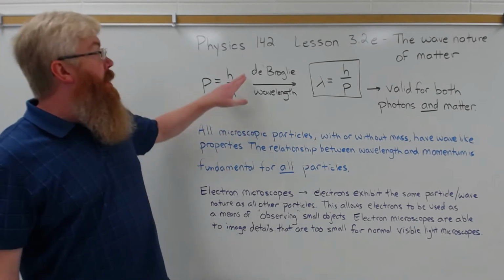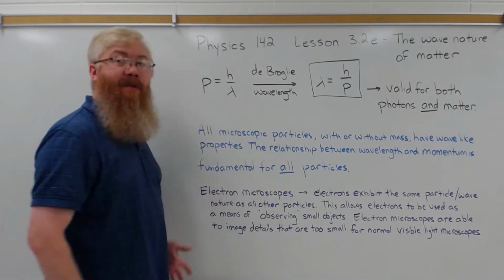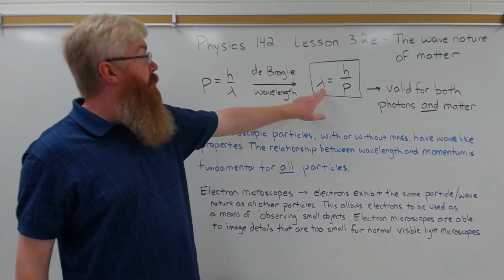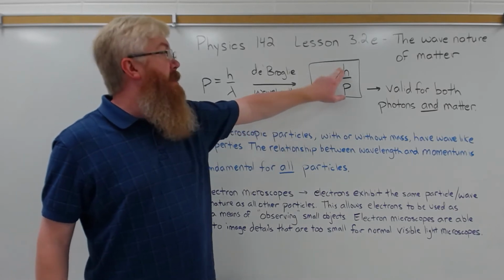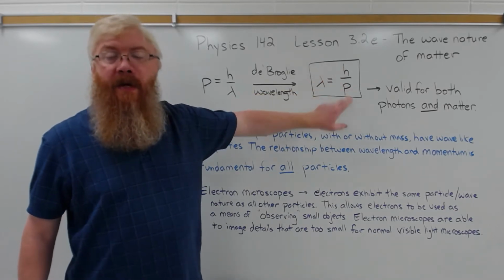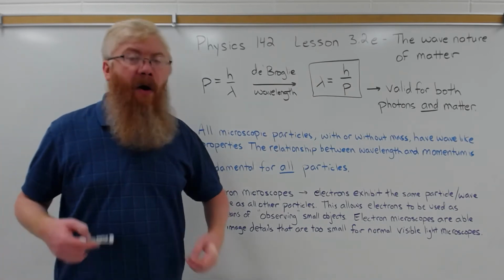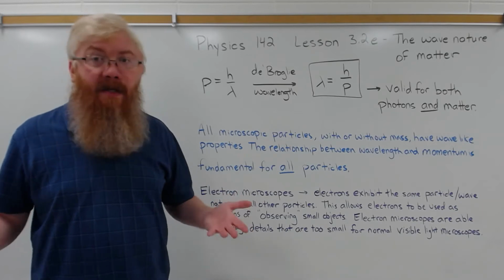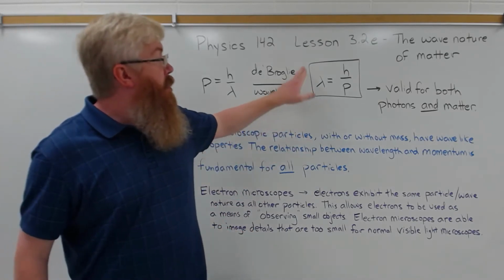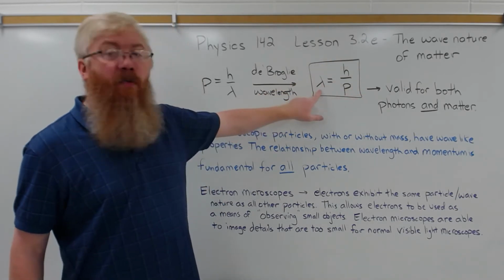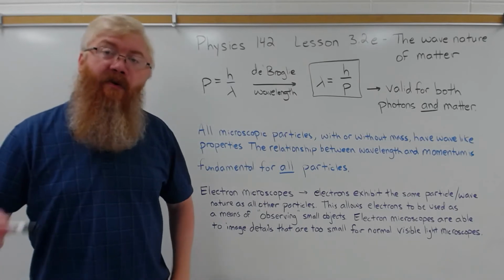Early last century, de Broglie discovered that if you simply rearrange this equation algebraically, you can solve for the wavelength. So the wavelength of an object is equal to Planck's constant over that object's momentum. Now, the momentum could be the momentum of a photon, but particles have momentum too, right? Classically, momentum is equal to mass times velocity. So this equation is called the de Broglie wavelength, and is valid for both photons and for matter.